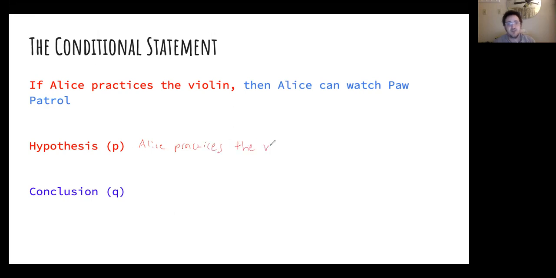The only way that this rule works, we assume this to be true, we assume that Alice practices the violin. And then the conclusion is the result of practicing the violin, and that's why it's called the conclusion. So that's the blue part. The conclusion is that Alice can watch Paw Patrol.